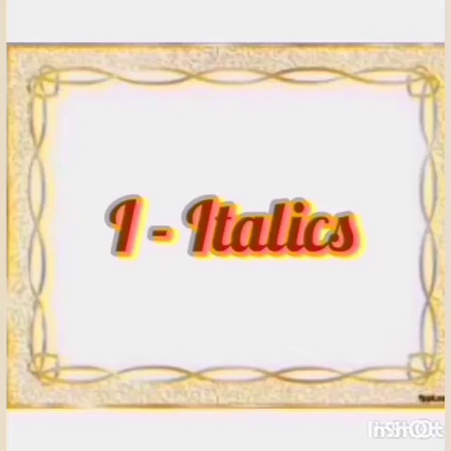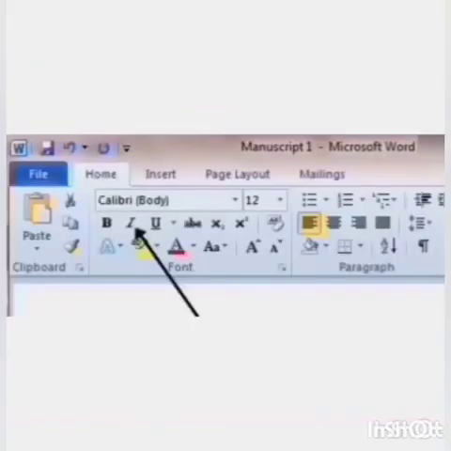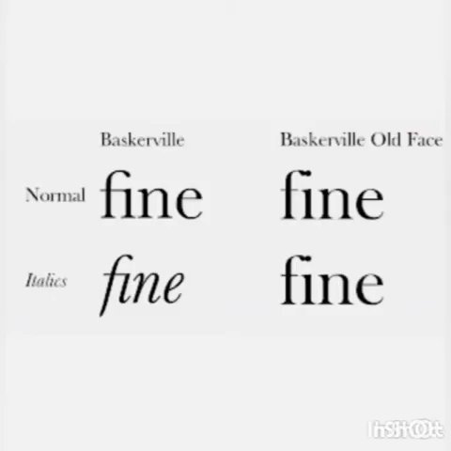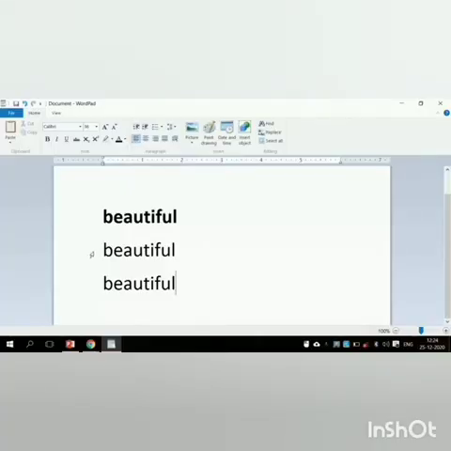Next one is italics. By using the icon I, we can change the letters into italic letters. To italicize the text, follow the given steps. Step 1. Select the text that we want to make italic. Then click on the I icon on the font group. Now the selected text will be changed into italic letters.